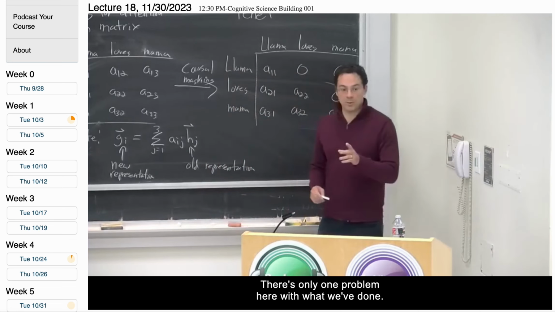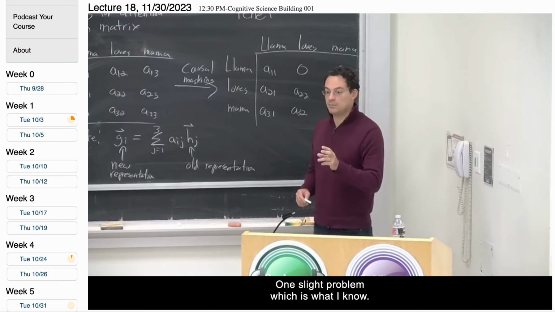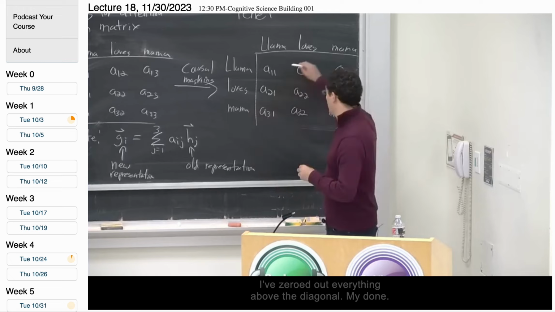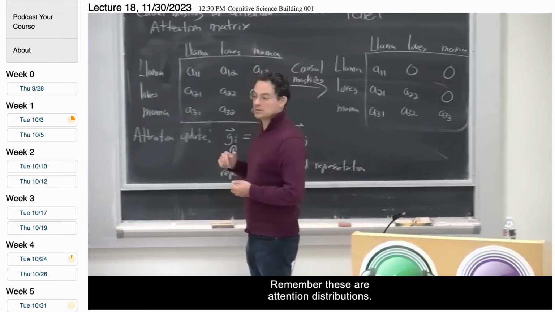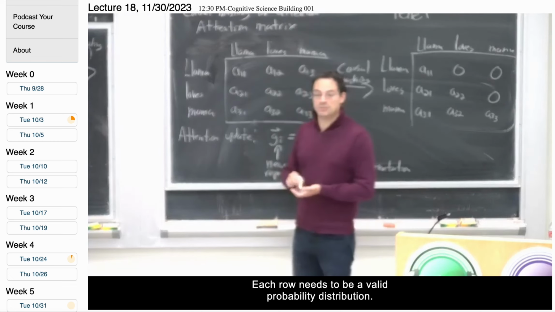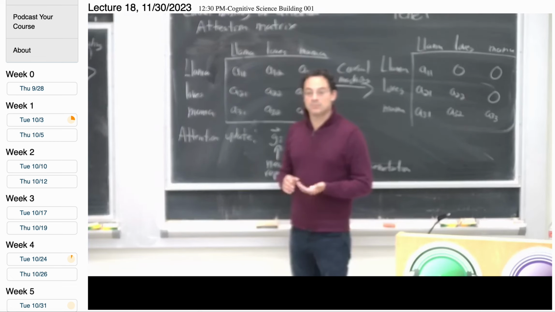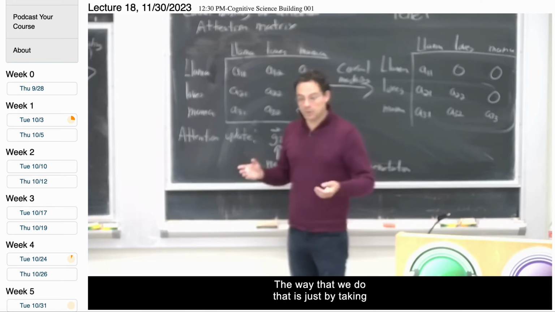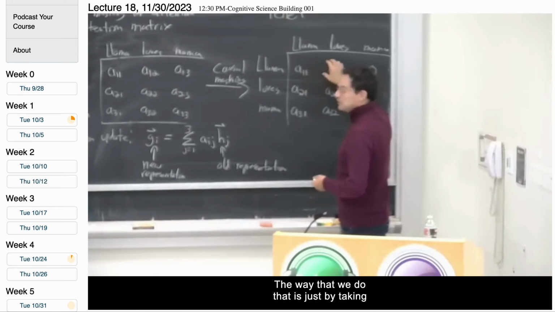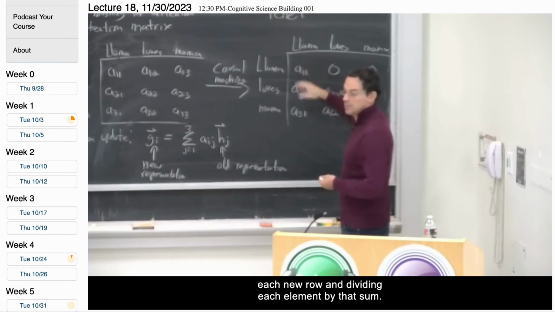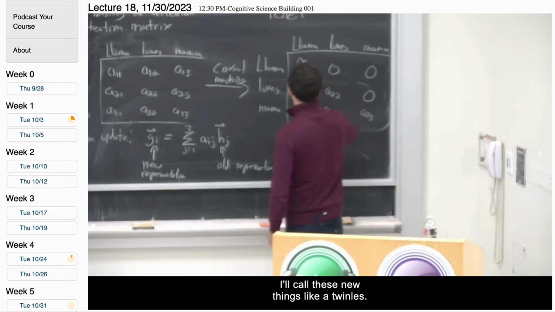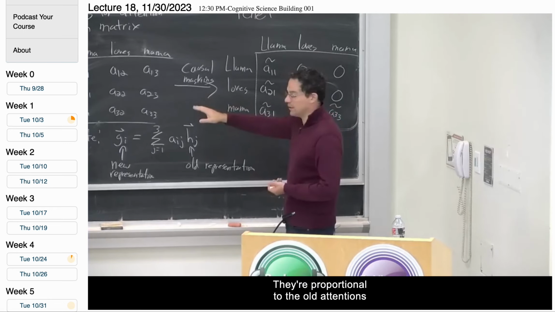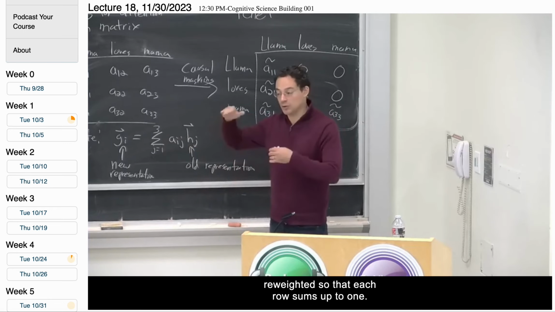There's only one slight problem with what we've done. I've zeroed out everything above the diagonal. Am I done? Remember, these are attention distributions. Each row needs to be a valid probability distribution. We need to make sure each row sums up to 1. The way we do that is by taking the sum of each new row and dividing each element by that sum. I'll call these new things A-tilde. They're proportional to the old attentions, just reweighted so that each row sums up to 1.